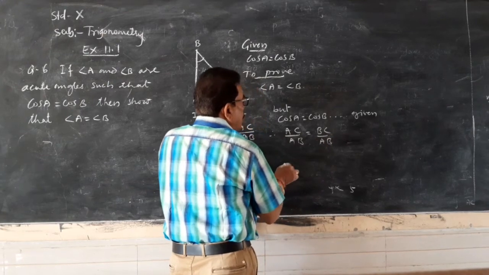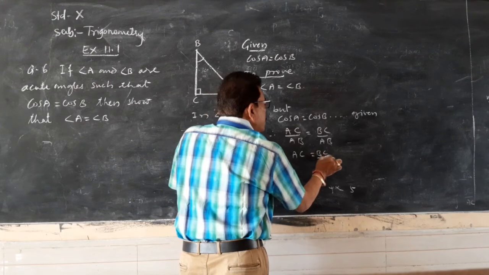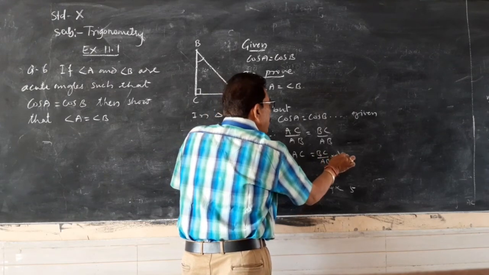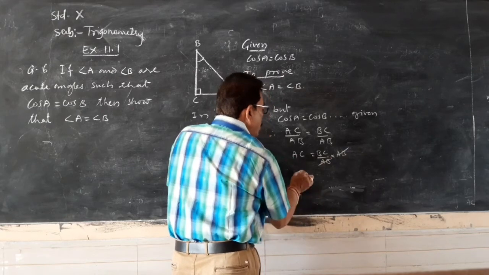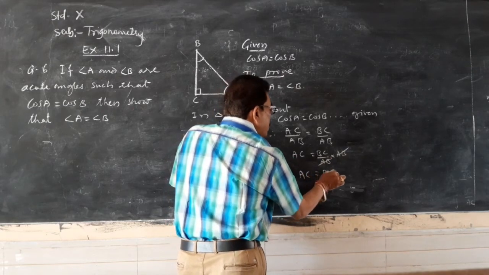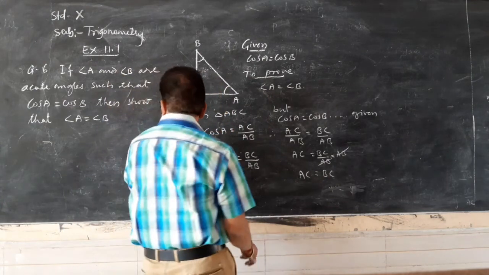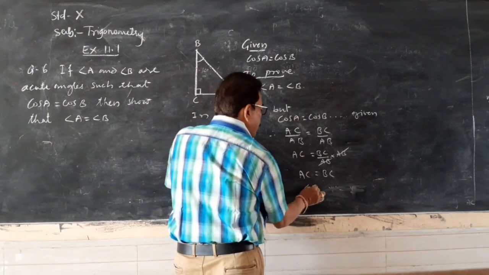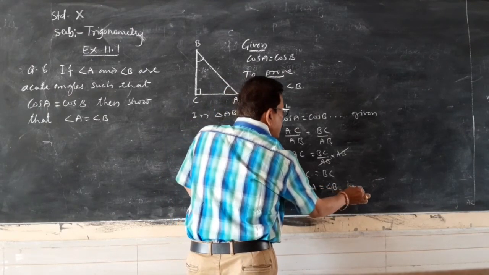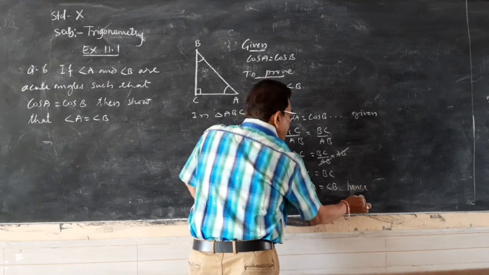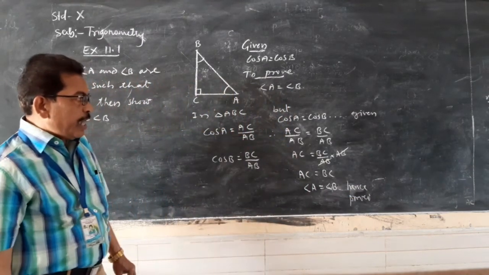So, AC equals BC, by cross multiplying AB. AB gets cancelled. So, AC equals BC. If two sides of a triangle are equal, then angle A equals angle B. Hence, proved. Angle A equals angle B.